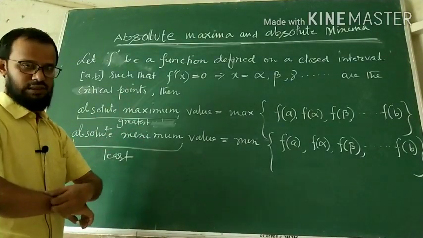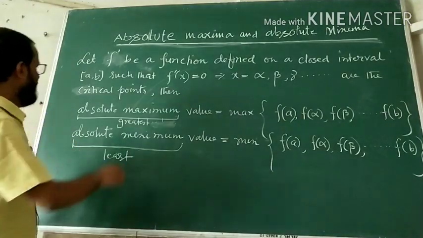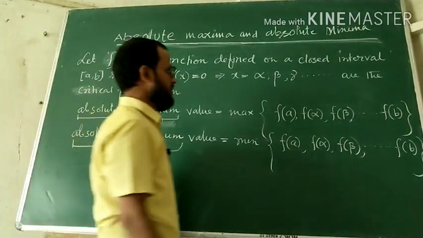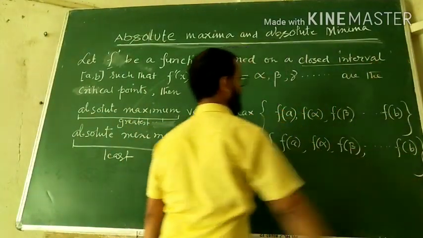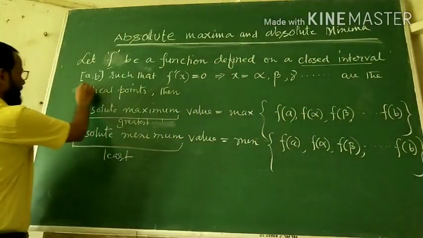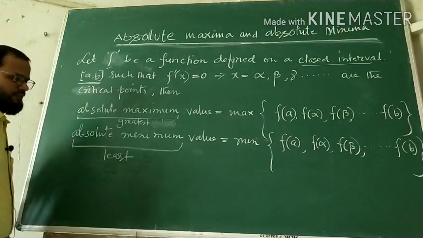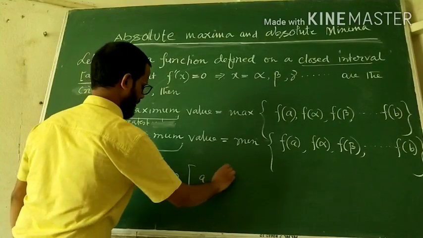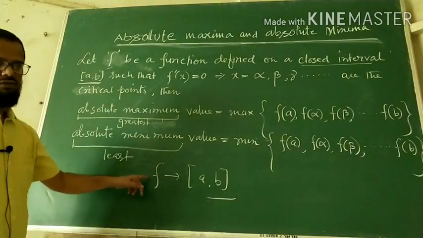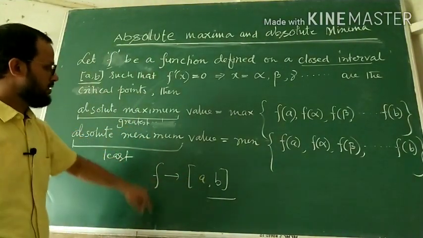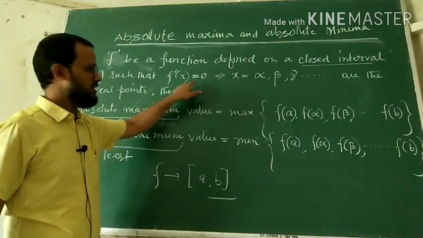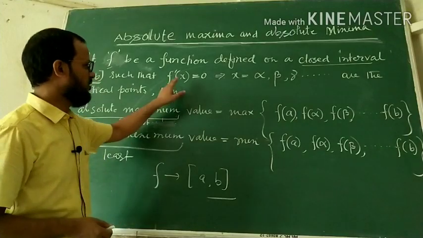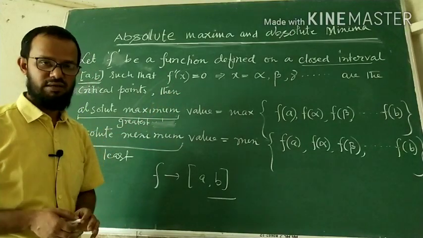Suppose that f is a real valued function defined on a closed interval. This is very important. That means the function should be defined on this closed interval. The domain is the closed interval. The function is defined on the closed interval [a, b] such that f dash x equal to 0, because f dash x equal to 0 is the necessary condition to get a maximum and minimum value.